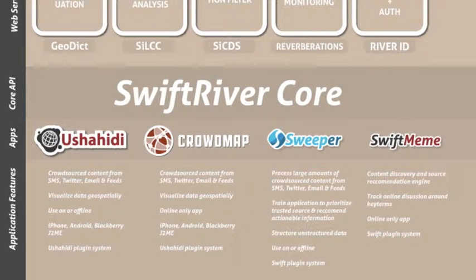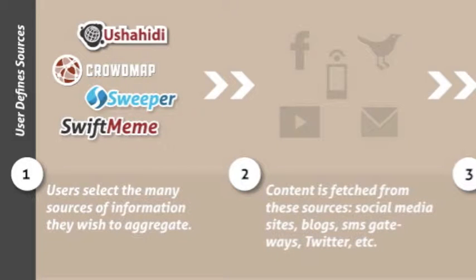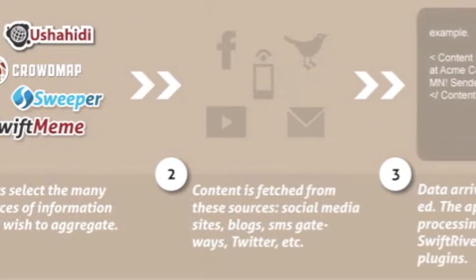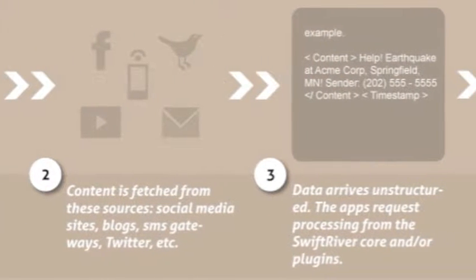Well, Swift is all about adding context to content. It takes what's known as unstructured data and refines it by giving it all one format and adding additional information. This can be hard to understand, so let's show you exactly what we're talking about. We begin with our apps. Ushahidi and Sweeper are a good example. The user usually starts by selecting the many sources of information they wish to track both on and offline, from social media sites like Facebook and Twitter, to blogs, SMS gateways, etc.